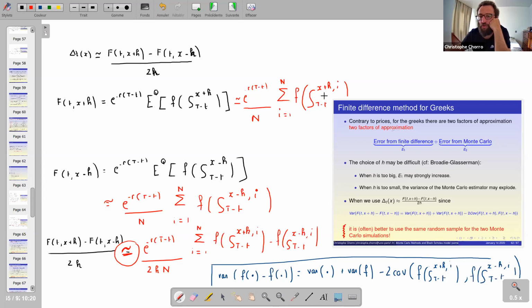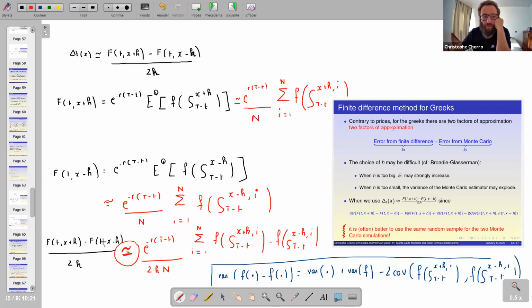Because if I use two independent samples to approximate each term here, according to my little computation, the covariance will be 0, and so I will have a big variance, and so a big confidence interval in the approximation of this increment by Monte Carlo methods.